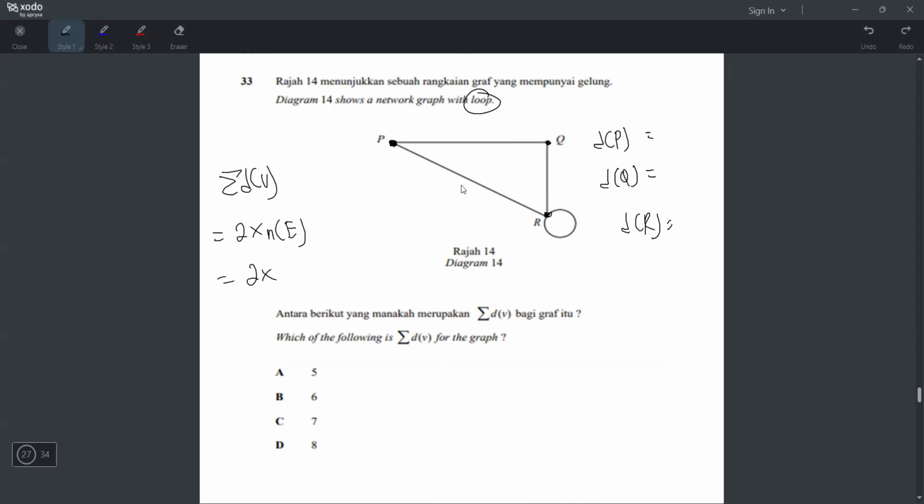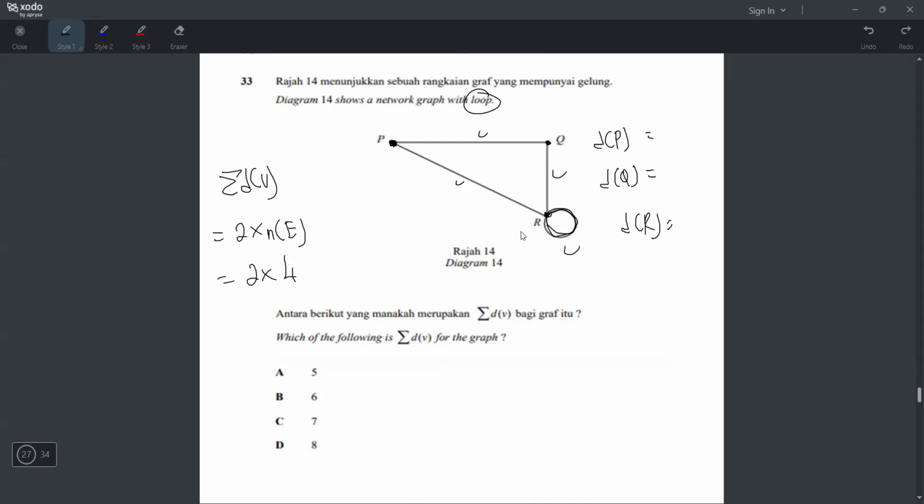So let's count how many edges. One, two, three. The loops we only count as one edge. Okay, one edge. This loop, we count it as only one edge. So it's like one, two, three, so four edges, right? So remember that a loop we count as one edge. But if you want to count degree, we count two. I repeat, loop, we count it as one edge.